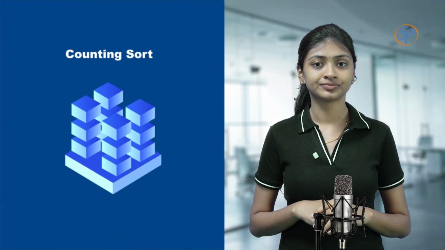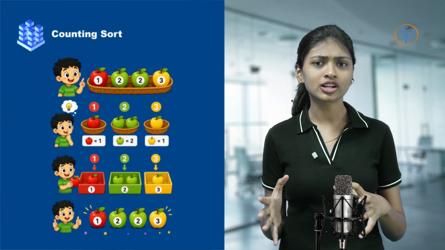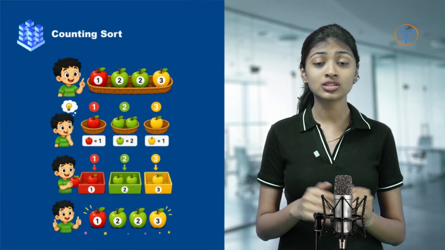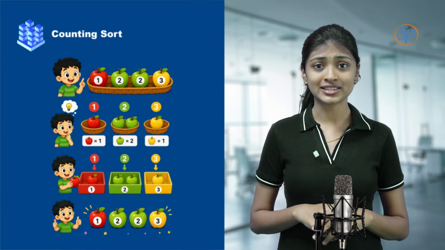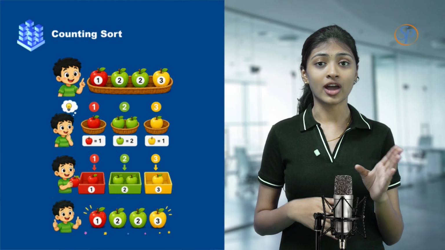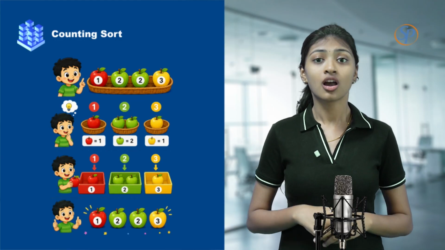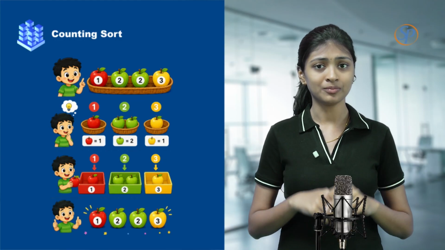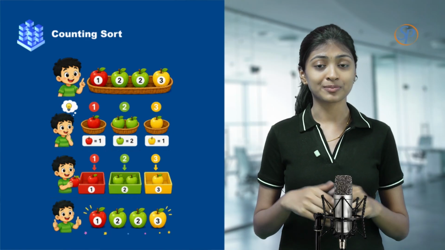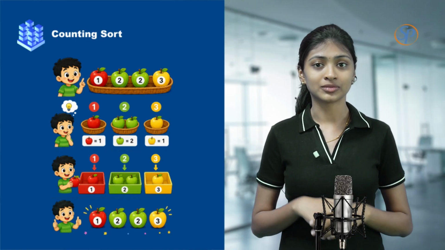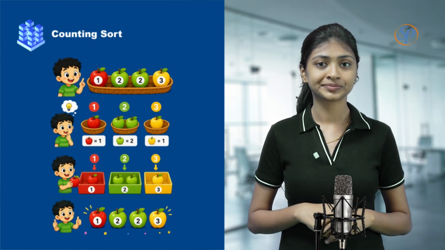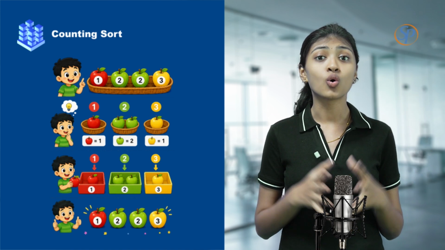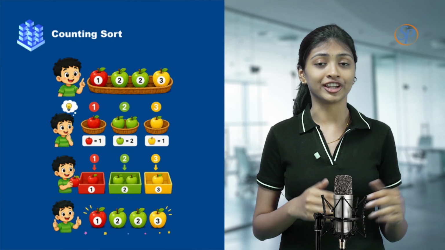Counting sort. Counting sort does not compare elements. It counts how many times each number appears. For example, take an input 1, 2, 2, 3. Count 1 one time, 2 two times, 3 one time. The output is 1, 2, 2, 3. This works only when numbers are in a small range.